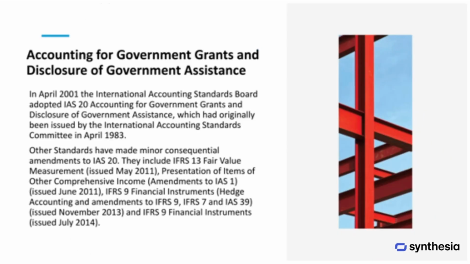IAS 20 deals with how government grants should be accounted for and how government assistance should be disclosed in financial statements. Although it was officially adopted by the International Accounting Standards Board in 2001, its origins go back to 1983, when it was first issued by the International Accounting Standards Committee.